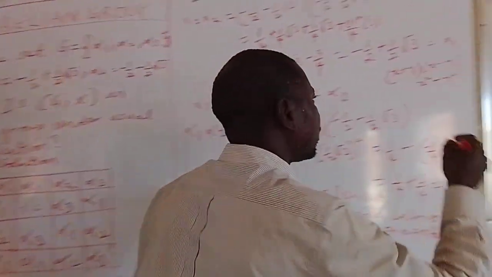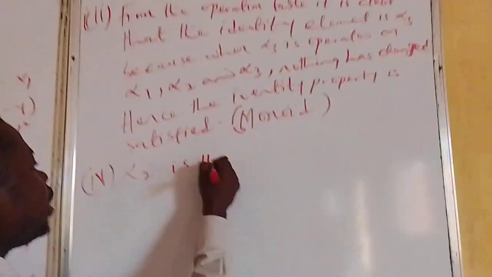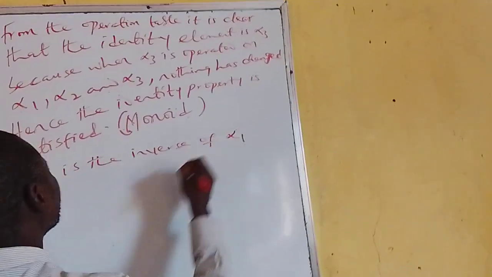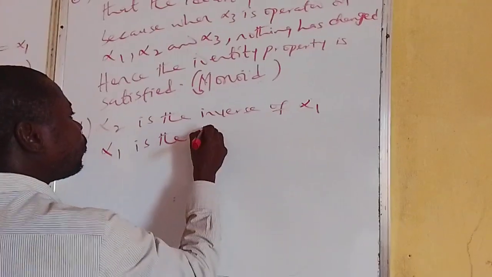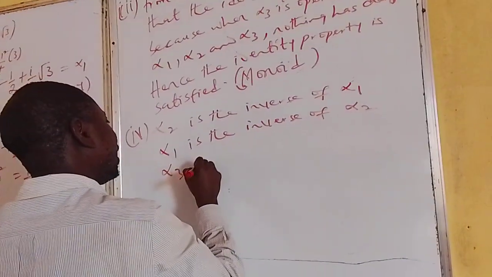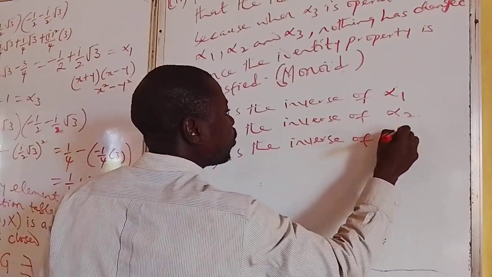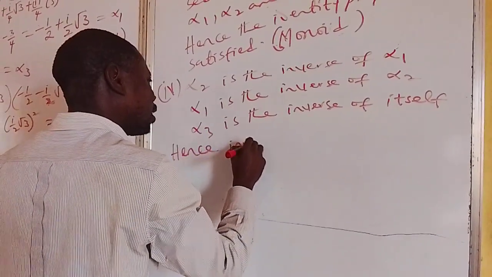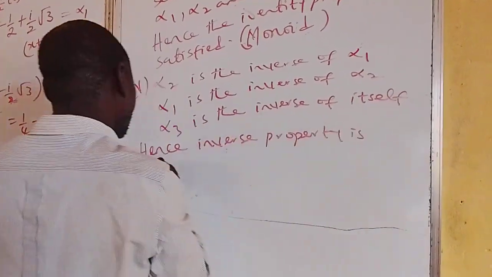So alpha 2 is the inverse of alpha 1. Similarly, alpha 1 is the inverse of alpha 2. Alpha 3 is the inverse of itself. So hence, the inverse property is satisfied.